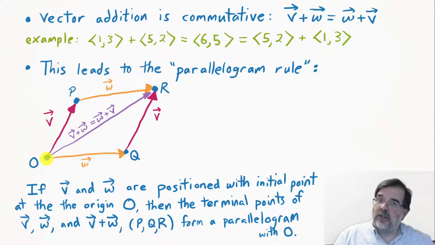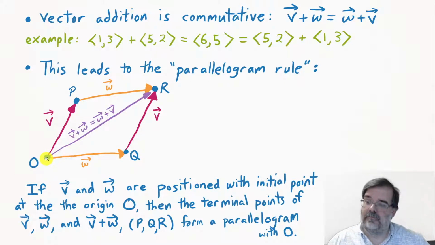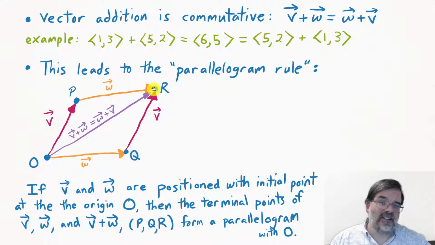Now, what if I started at the origin and instead add the vector w first, and then add the vector v. So starting at the origin, add the vector w. That brings us to a different point, Q. And then if I add the vector v, well, since addition is commutative, I have to end up at the same point, R.